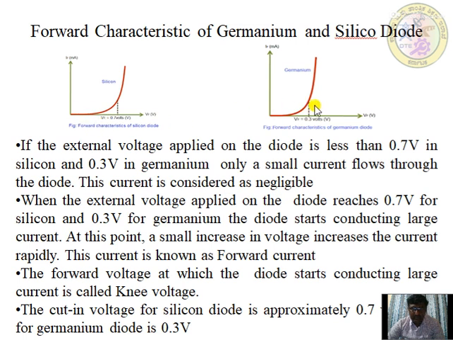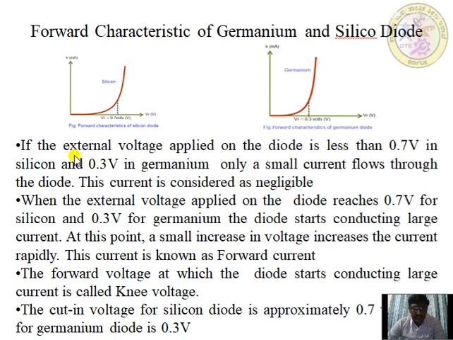I hope the figures are clear here. This one is the characteristics of the silicon diode, and this one is the characteristics of a germanium diode. For the silicon diode it is 0.7, and for germanium it is 0.3 volts. Here, for the silicon representation as well as the germanium, the characteristics are the same. See here, the length has been reduced.